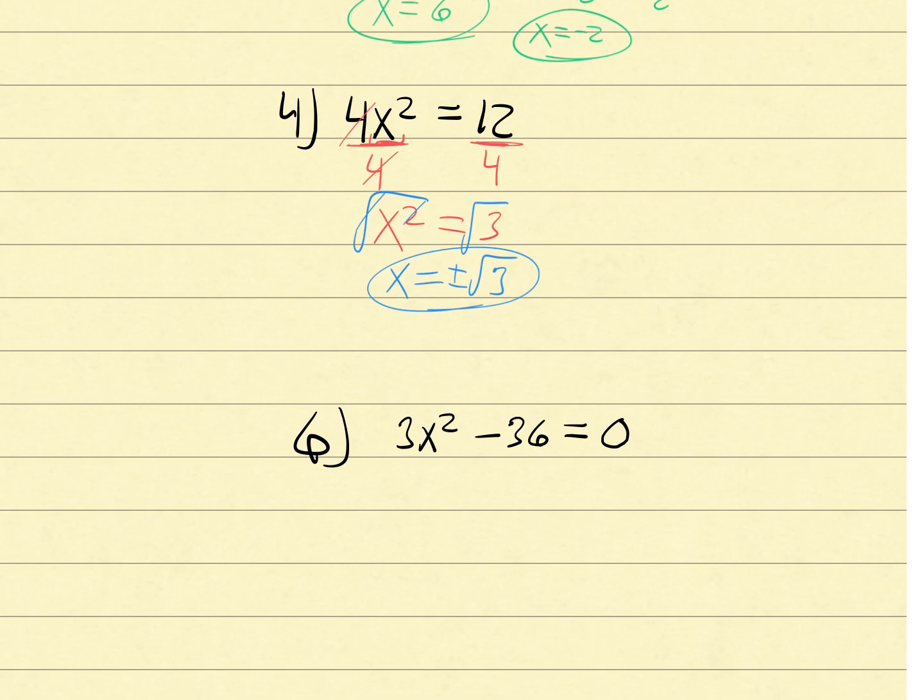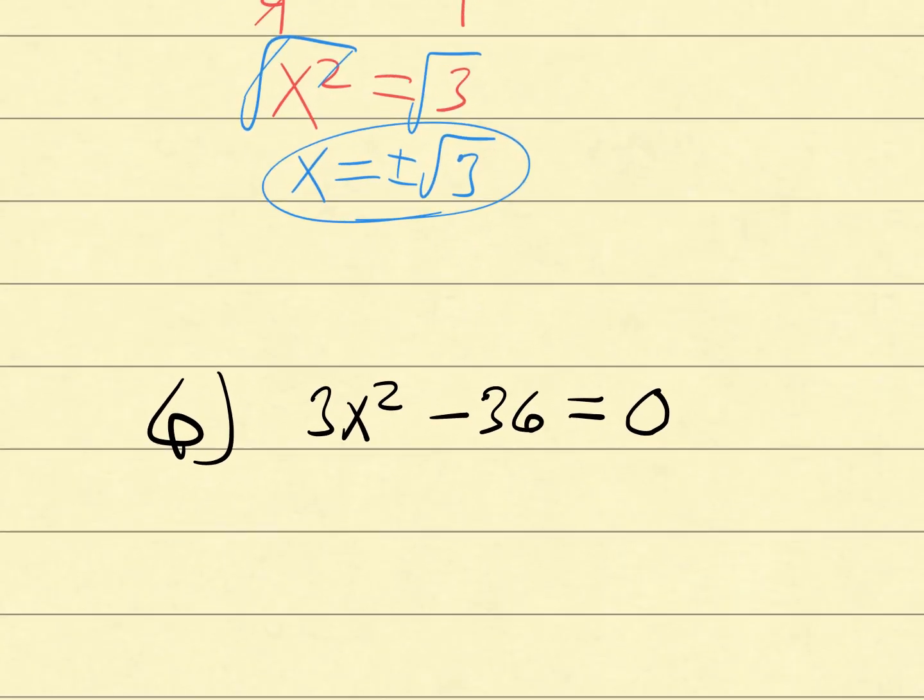All right, so now let's try number 6. Again, how are you going to do this one? I would add 36 to both sides. I see an x squared, so I would try to get it by itself. So add 36.